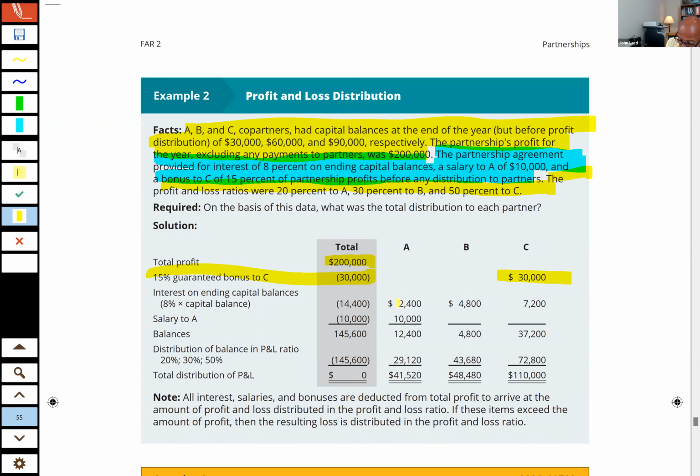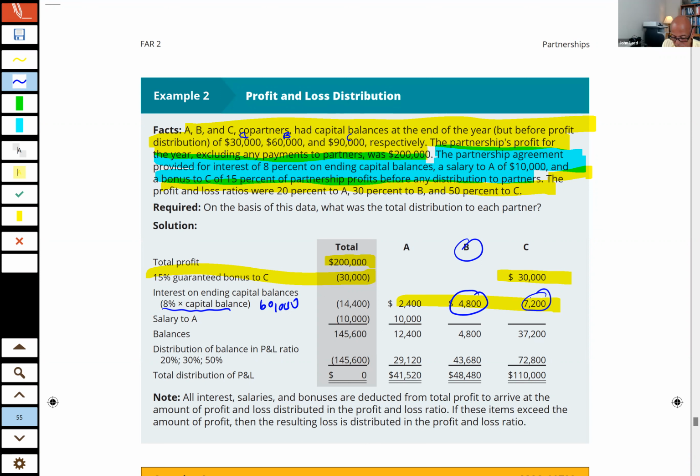I'm not going to do every single one of these, but let's pick, for example, B. This is A, this is B, this is C up here. So let's just look at B. 8% times the 60,000 that he or she had in the account. 8% of 60,000 gives me 4,800 for B, and they'll do that for each partner. 8% of 90,000 is 7,200, which goes over to C, and so on.